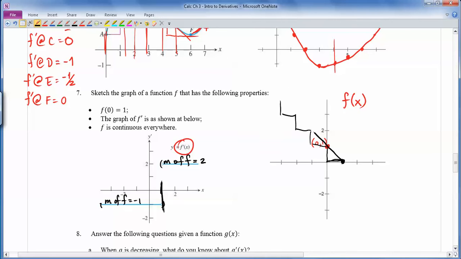So it looks like this right here. And then once I get to 1, I have a slope of 2 going this way. So on my original graph of f, I need over 1 up 2, over 1 up 2, and I get this part of the picture.